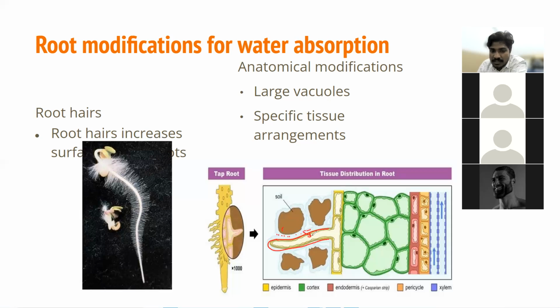Once this water is absorbed, it is transported into the cortical cell, and from the cortical cell it will enter the endodermis, and from the endodermis it will cross the pericycle, and then it will enter the xylem. So in the case of the plant, they have a very specific type of tissue arrangement which allows the smooth movement of water from the root hair to the xylem.